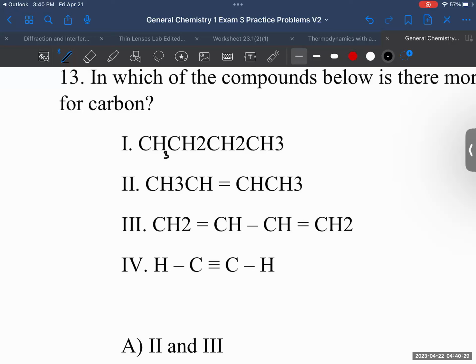Y'all have another 2 minutes left. Can we expect a question like this on the test? Possibly. When we're looking at hybridization, are we looking at the H separately as well? No, just look at the carbons. Oh, because H doesn't have a p orbital, right? Yeah, so there's nothing really hybridized.